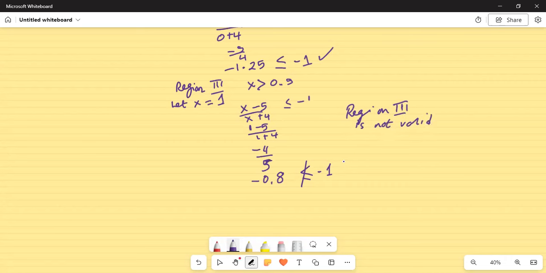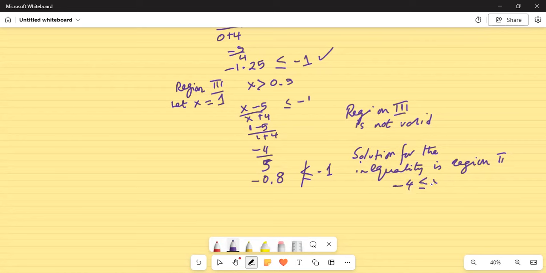So the actual solution for the inequality is region 2, which is minus 4 less equal to x less equal to 0.5. Or you might write this as minus 4 comma 0.5 with closed boundaries or closed parentheses at both ends because of the equal to sign, is the solution region.